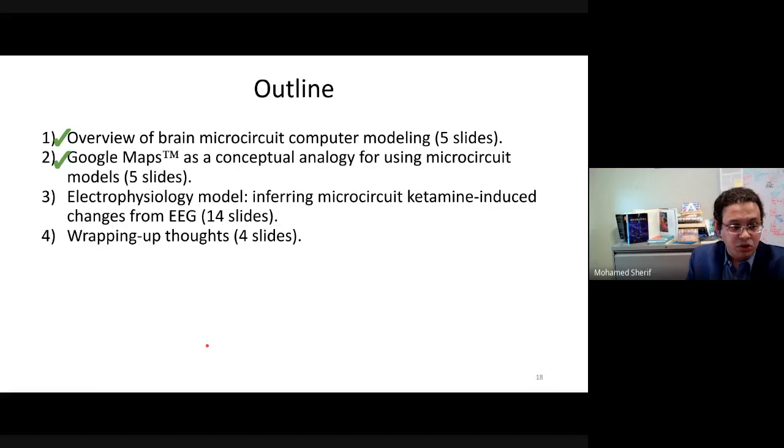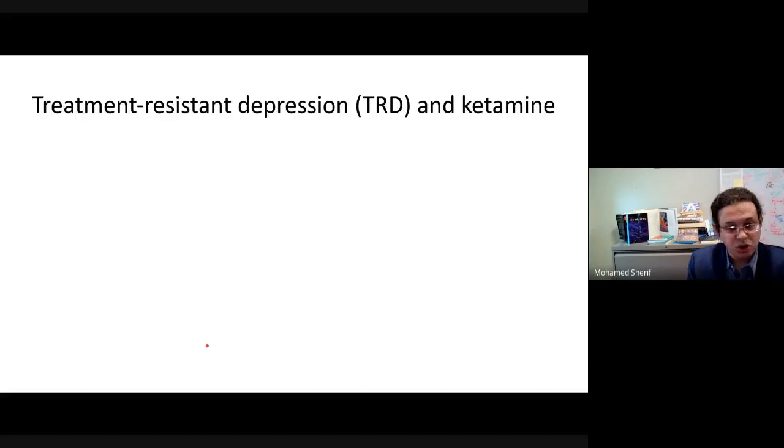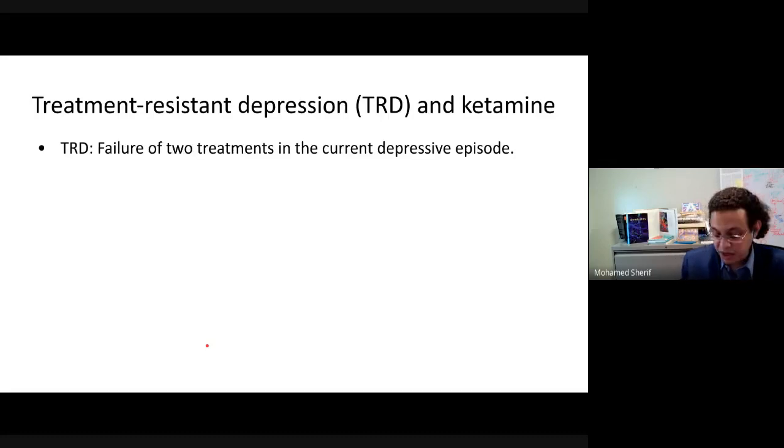Now, coming to the actual R21 grant that we got, a little bit of a clinical piece. We were trying to investigate what would be the underlying mechanism of ketamine when used in treatment of treatment-resistant depression. By treatment-resistant depression, we usually mean a failure of two treatments in the current depressive episode. So let me unpack this a little bit.